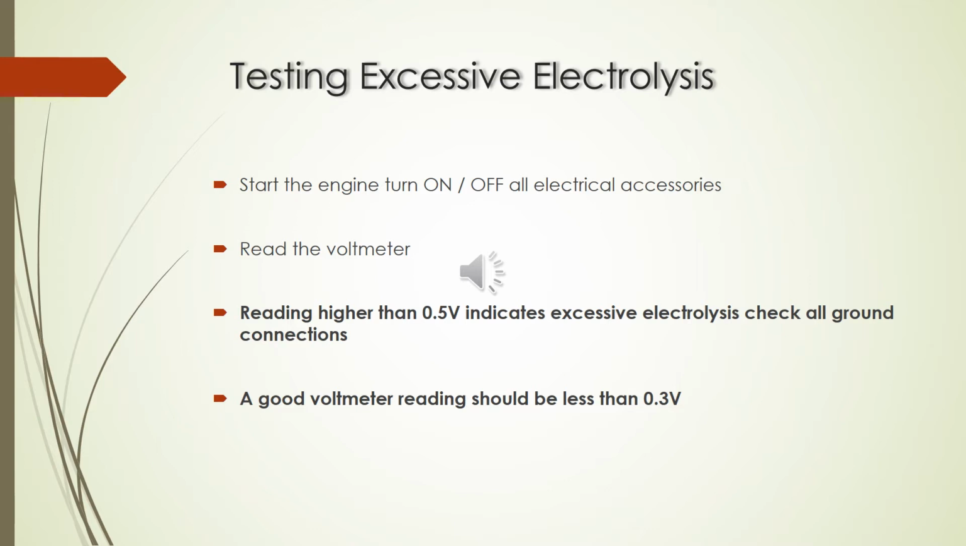Reading higher than 0.5 volts indicates excessive electrolysis. Check all ground connections, and one of the most likely problems is a short to voltage. That is the most likely problem for that. A good voltmeter reading should read less than 0.3 volts.